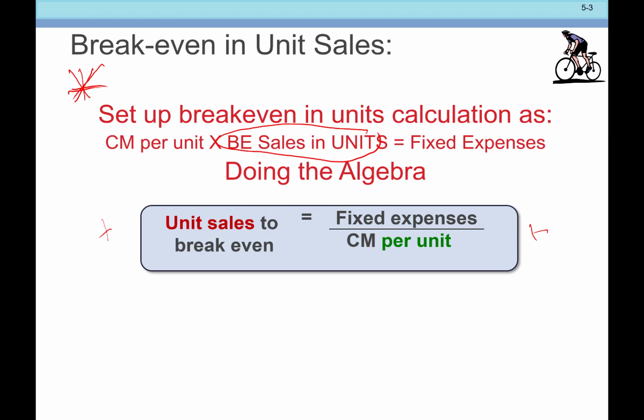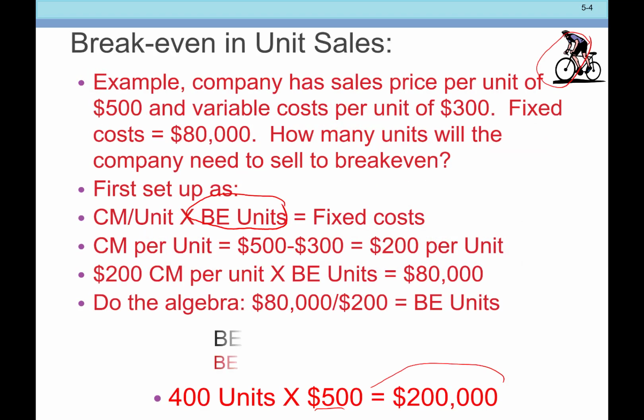You are setting this up to say, what is the what? Level of sales in units that will allow me to cover my fixed cost to break even, right? When you set it up like that, then you simply do the algebra, divide each side by the contribution margin per unit, and that will give you the unit sales to break even. Okay, so let's just go ahead and take a look at this example.